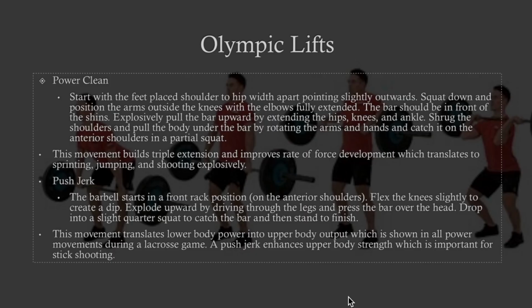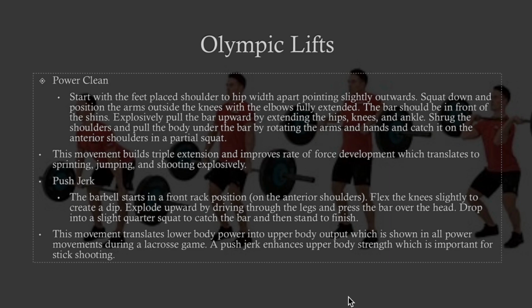Olympic lifts, power clean. Start with the feet placed shoulder to hip width apart and the toes pointing slightly outwards. Squat down and position the arms outside the knees with the elbows fully extended. The bar should be in front of the shins. Explosively pull the bar upward by extending the hips, knees, and ankles. Shrug the shoulders and pull the body under the bar by rotating the arms and hands and catch it on the anterior shoulders in a partial squat. This movement is used to build triple extension and improves rate of force development. This then translates to sprinting, jumping, and shooting explosively.